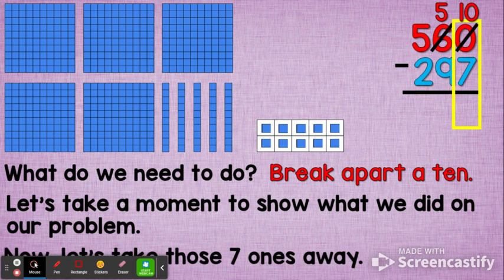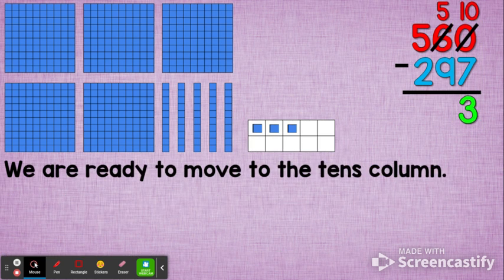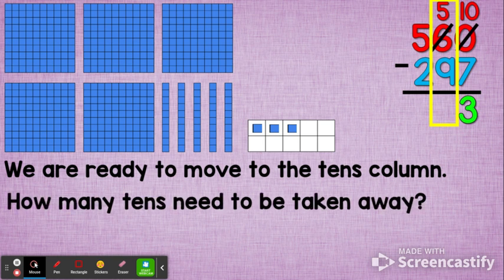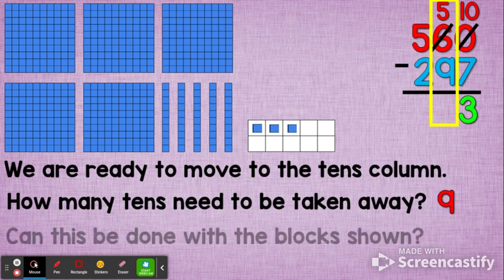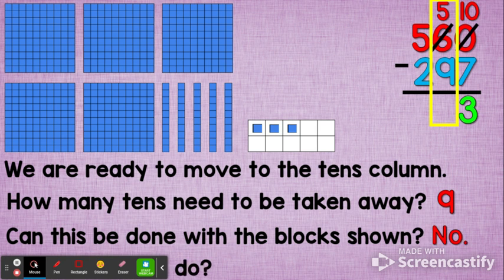Now let's take those 7 ones away. That leaves me with 3. We're ready to move to the tens column. How many tens need to be taken away? I'm looking at here and it's telling me I need to take 9 away. Can this be done with the blocks shown? I have 5 tens. Can I take 9 away? Not like it's shown here. So what can we do?